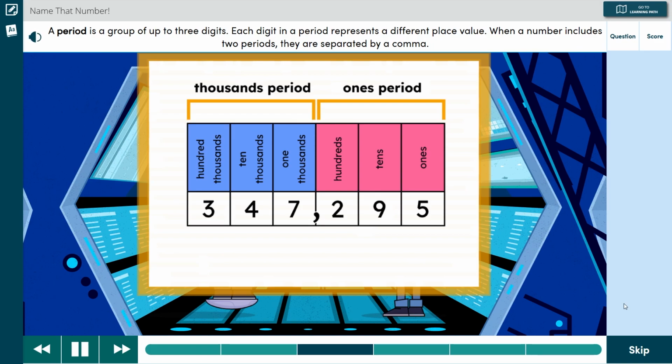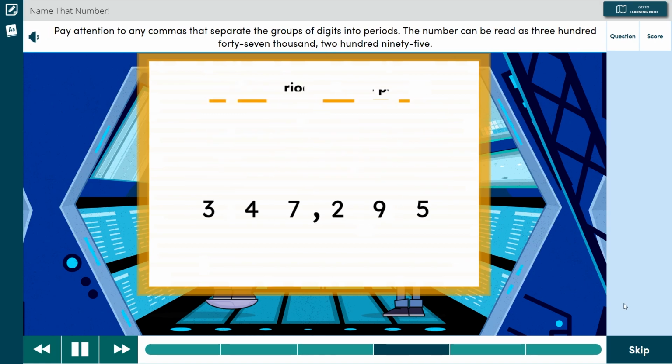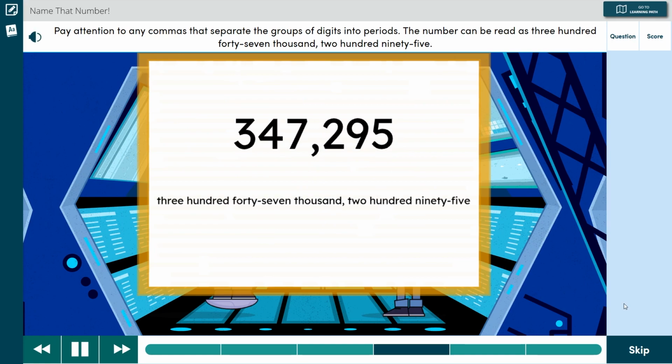In this number, 347 is in the thousands period, and 295 is in the ones period. The word form of a number is also read from left to right. Pay attention to any commas that separate the groups of digits into periods. In this number, 347,000 comes before the comma.